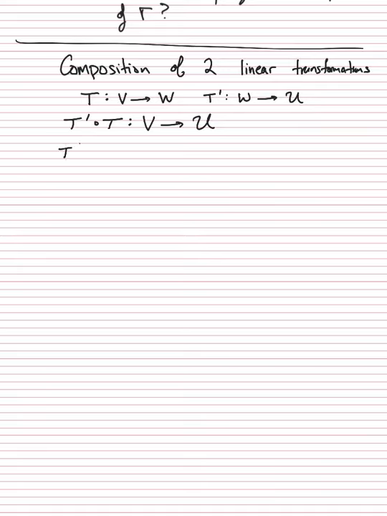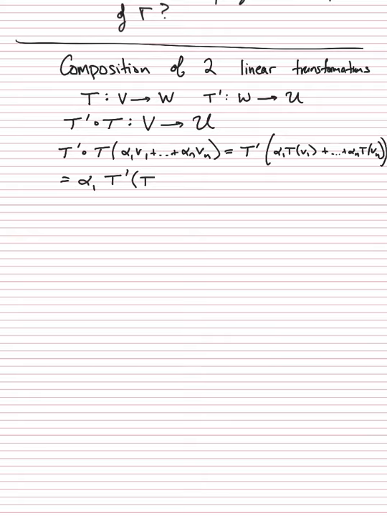So what we have to check is if you put in T of alpha 1 v1 plus up through alpha n vn, okay, so some linear combination, then by the first, since T is linear, this is alpha 1 T of v1 up through alpha n T of vn. And then since T prime is linear, it's alpha 1 T prime T of v1 up through alpha n T prime T of vn, and that's exactly what you want for a linear transformation.